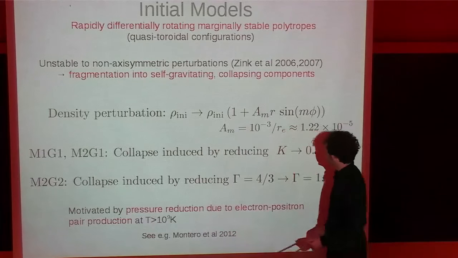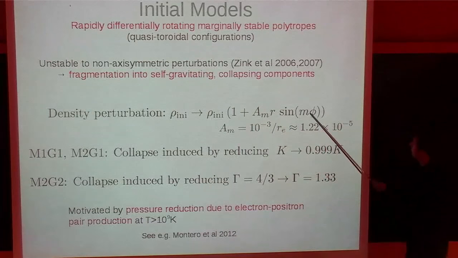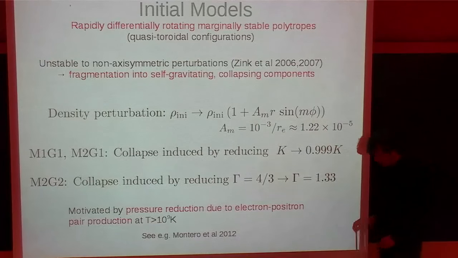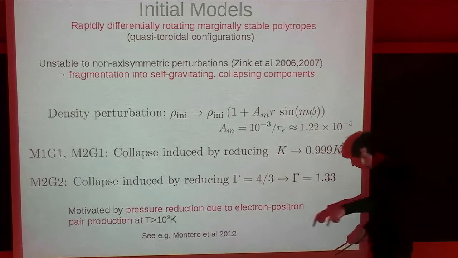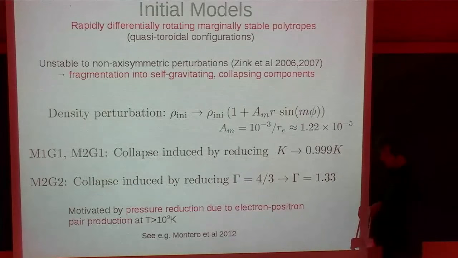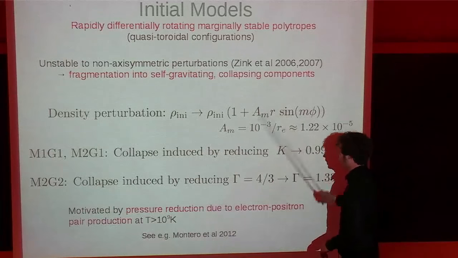The initial perturbation that we apply is this kind of function here. With the M parameter, you select the M mode of the initial density perturbation. With an M equals one mode, you would expect one collapsing fragment to form. With an M equals two parameter, you would expect two components to form, and that actually is also the case.